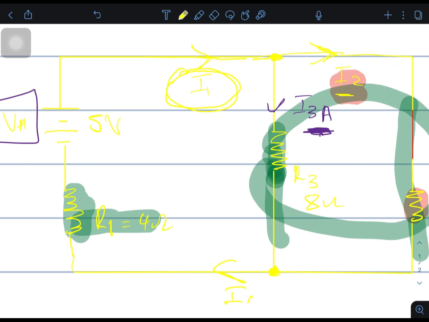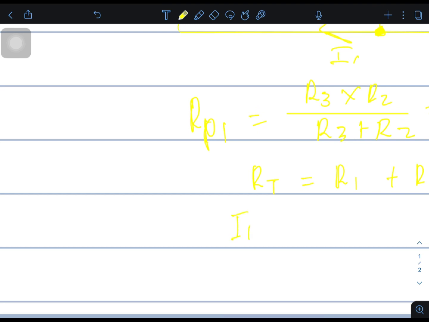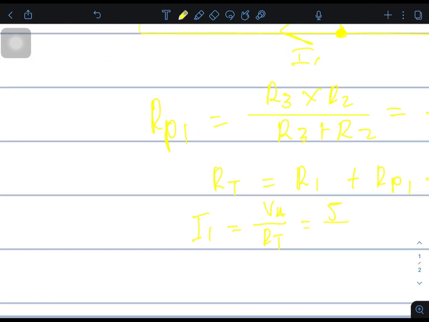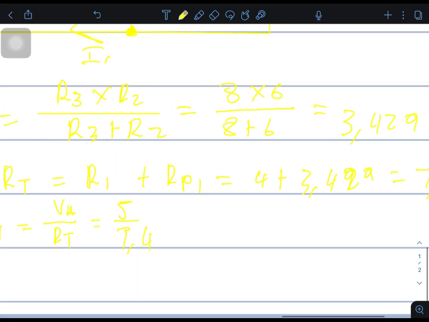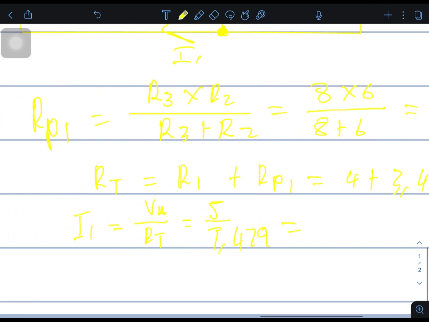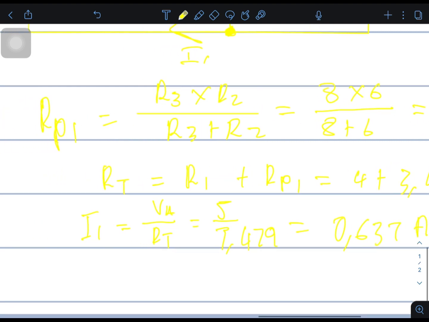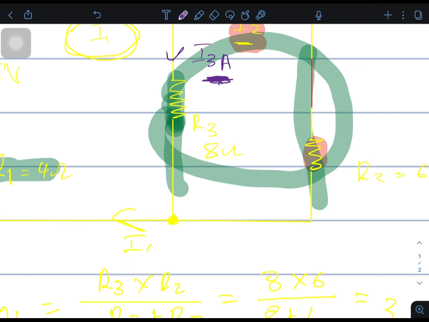Now that I've found the total resistance, I can get the total current so that I can apply the current divider rule. I1 equals VA over RT, which is 5 over 7.429. I1 is going to be 0.637 amps.